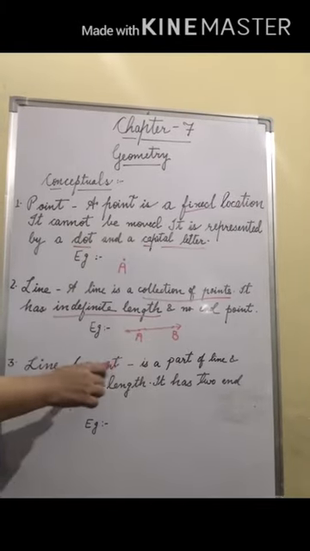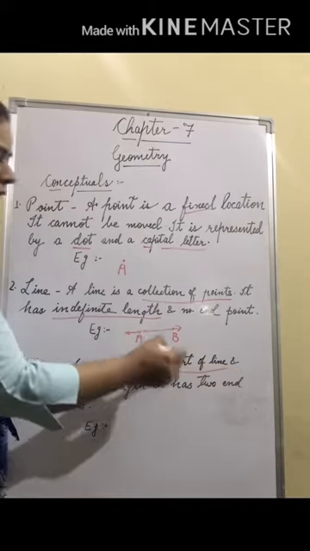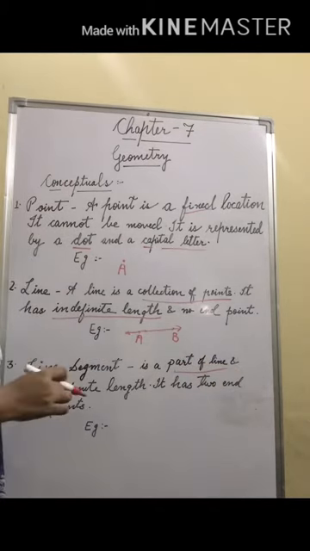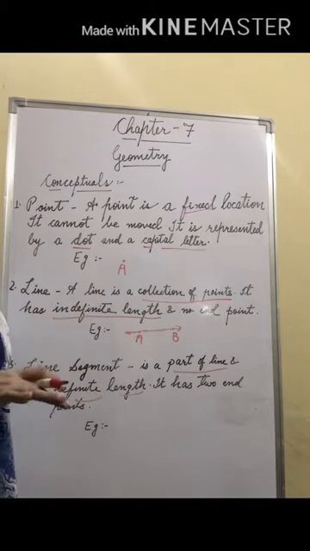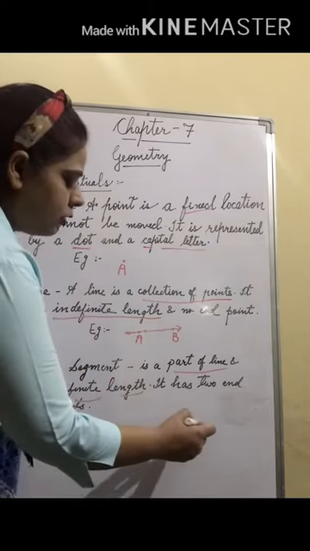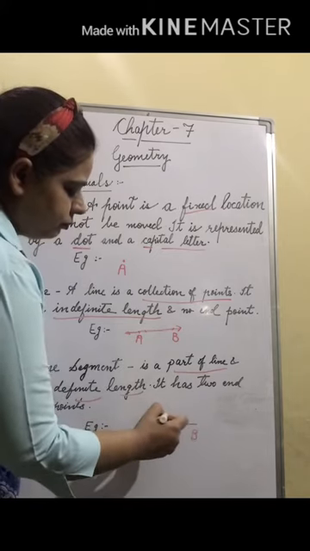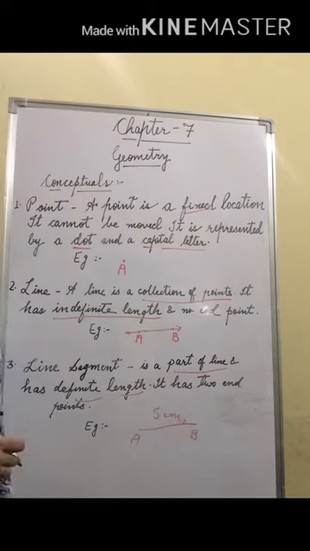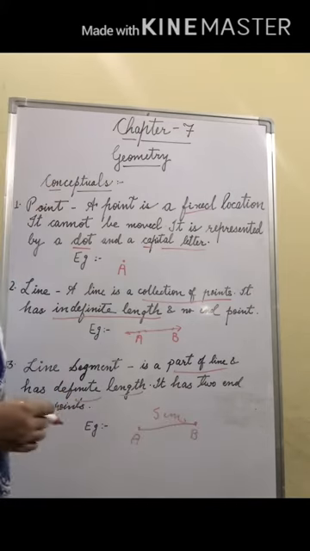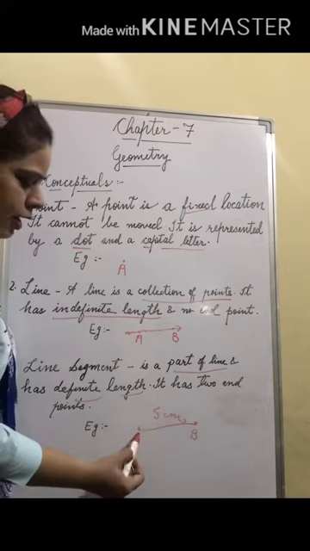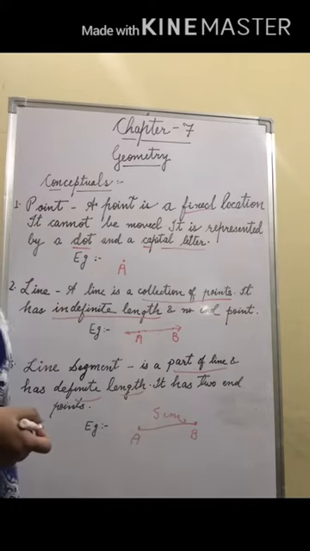Now third is line segment. What is a line segment? It is part of a line. लाइन का एक part. It has definite length. इसकी जो length होती है, it can be measured. Suppose I am saying draw a line segment of 5 centimeter. So it has 2 endpoints and it can be measured. A and B, these are 2 endpoints. Hope I am clear with these 3 definitions.